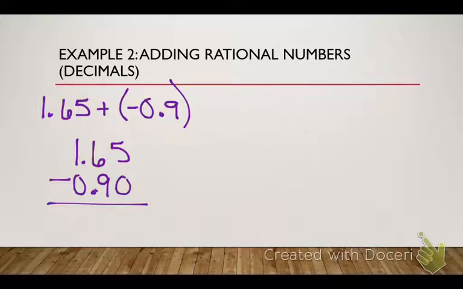Go ahead and subtract them, and then you decide what is the sign of your answer. When we subtracted them, what did you get? 0.75. And is my answer positive or negative? Positive. Why? Because the positive is bigger. Because 1.65 was bigger. All right.